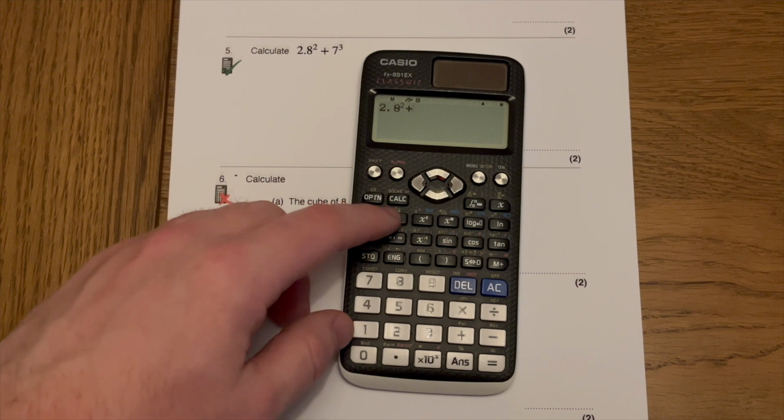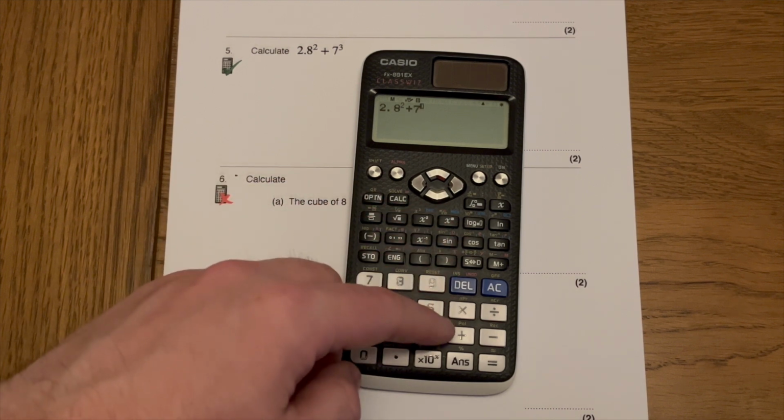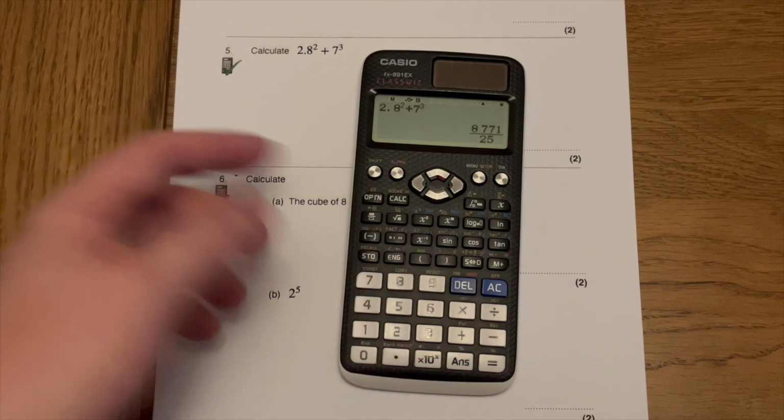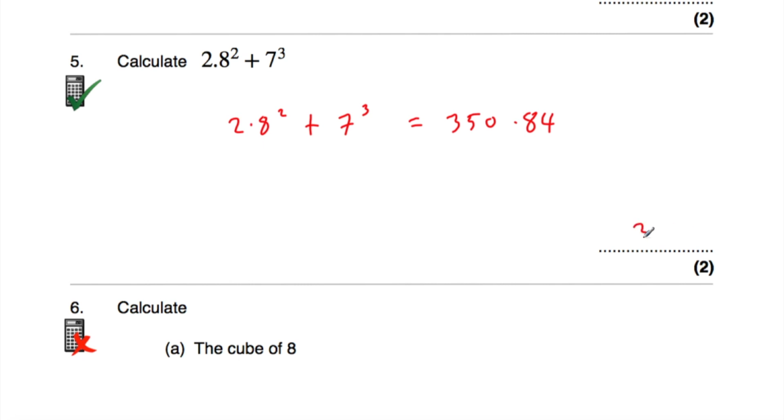Now just to show you on this calculator, if we press 2.8 squared and then plus, and instead of using the cubed, if we wanted to type in the power button, you've got your power button here. If you press that and then type in 3 and then press equals, it gives you the same answer again, 350.84, and that's it. So the answer is 350.84. It's really important you know where the squared button and the cubed button are, if you've got one on your calculator.